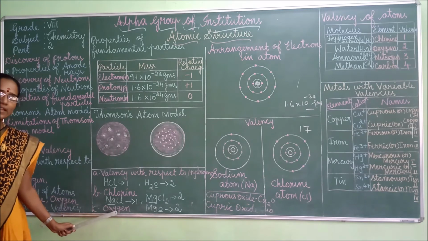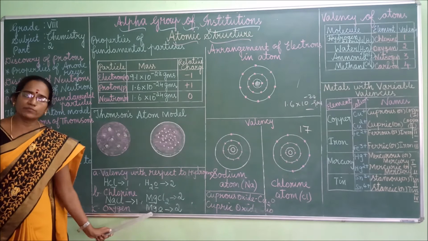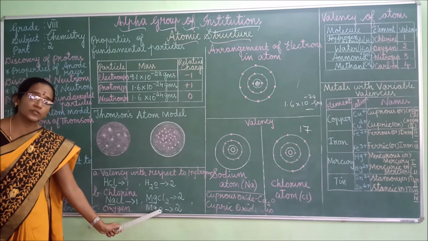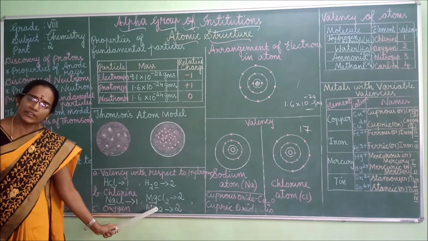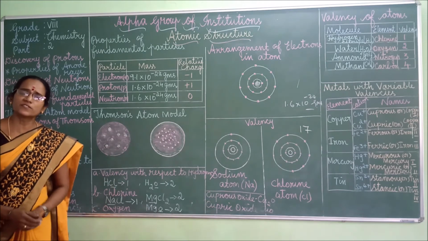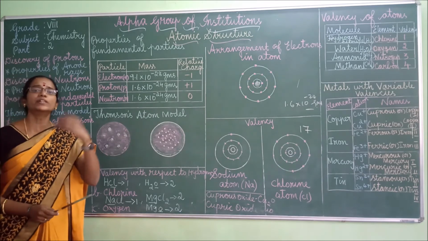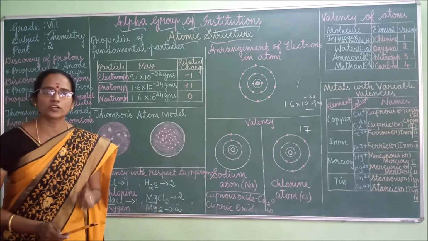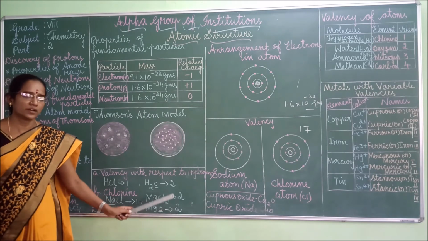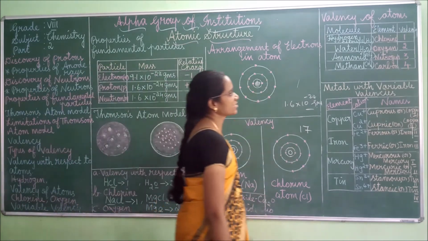Next we can move to the valency with respect to oxygen. Here MgO is nothing but magnesium oxide. One atom of magnesium combines with one atom of oxygen. Even though one atom of magnesium combines with one atom of oxygen, its valency is said to be 2. Why? Because here the number of oxygen atoms is double. Because of this, valency of oxygen is 2 here. Understood, children? Right.